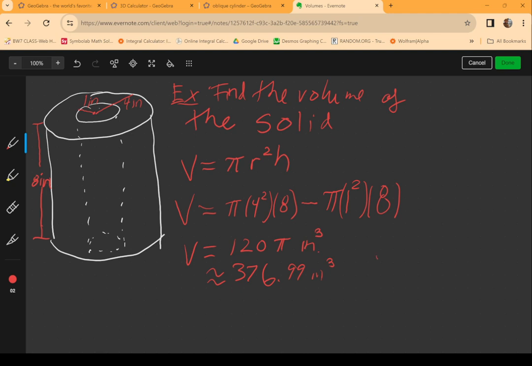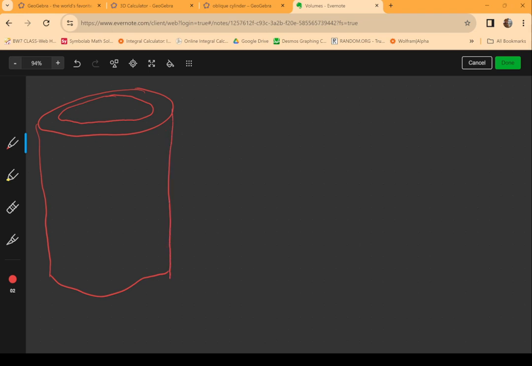Okay, let's do one more example. Let's change the problem up a bit. So we still have the same type of solid, where we have a cylinder and another cylinder that's been cut out of it. Instead, what I actually know is that the volume is 270 pi inches cubed, and I know that the height is 3 inches.